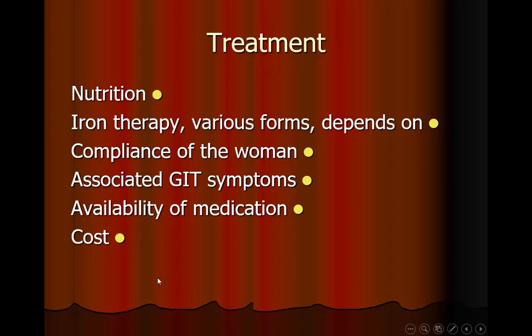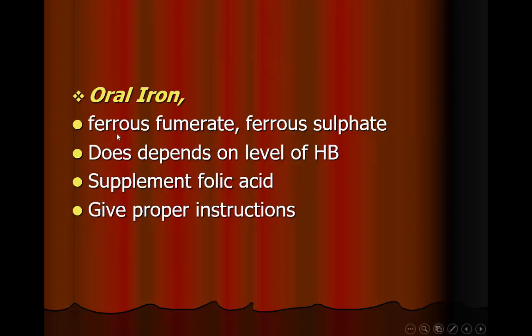The treatment is either nutritional or supplement, either oral iron or injectable, either IV or IM, or blood transfusion. Iron therapy has various forms depending on compliance, associated symptoms, GIT symptoms, availability of the medication and the cost. These are 4 important points in order to give iron supplement during pregnancy. Orally, we have 2 forms, ferrous fumarate and ferrous sulfate. It depends on the level of hemoglobin.